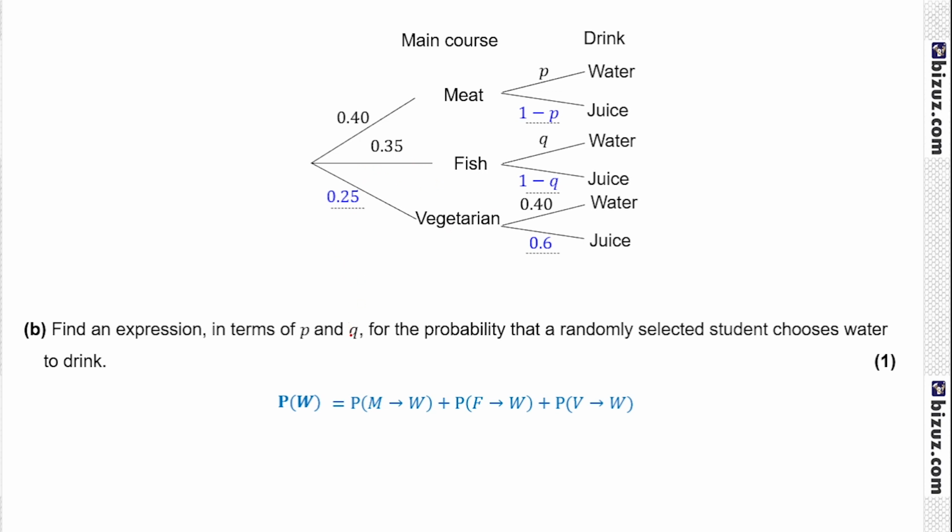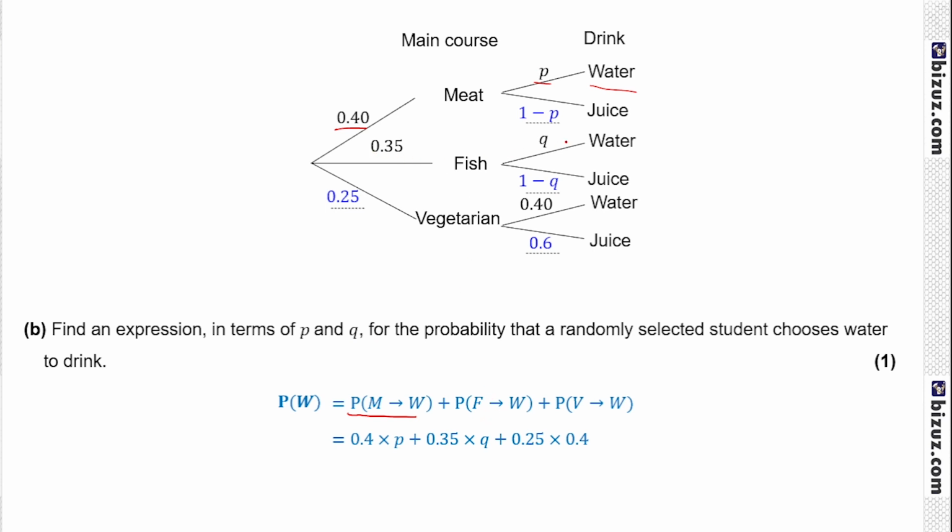The way we work with a tree diagram when we see these types of paths going through branches and reaching the endpoint is we just multiply through all the probabilities in a single path. So suppose this probability, the probability of choosing meat and then water, is just going to be the product of these two probabilities on the way. So the probability is 0.4 multiplied by P for this one.